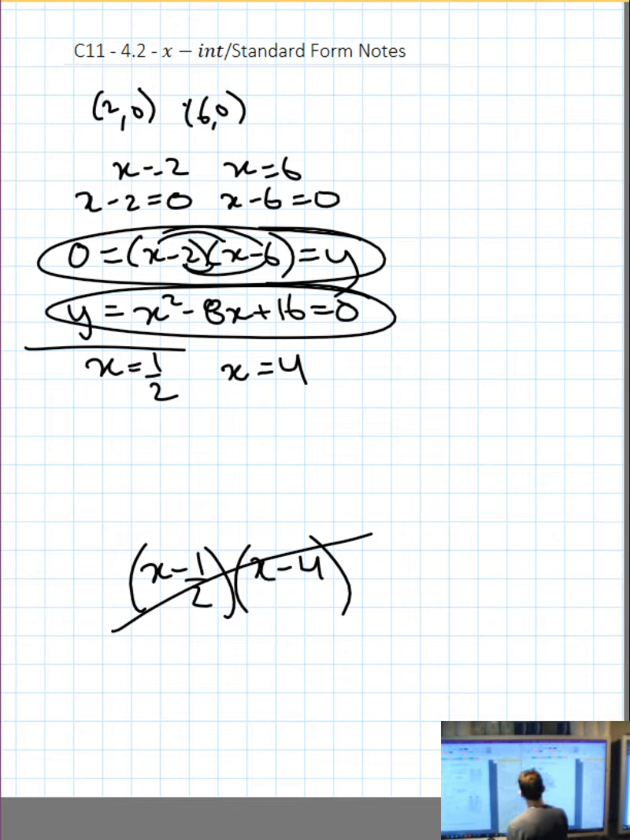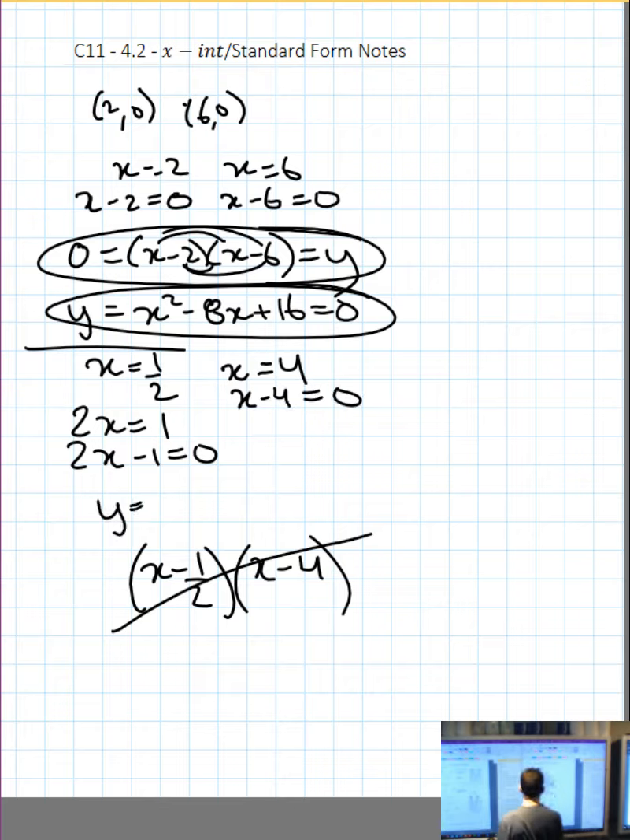Let's get it equal to 0. Let's times those sides by 2. So 2x equals 1. Then minus 1 from both sides. 2x minus 1, get it equal to 0. Subtract 4 from both sides. x minus 4 equals 0. Put those things in brackets side by side. y equals (2x minus 1)(x minus 4).